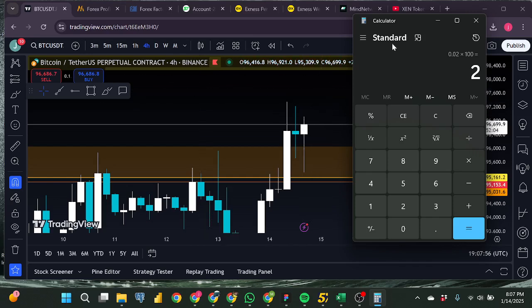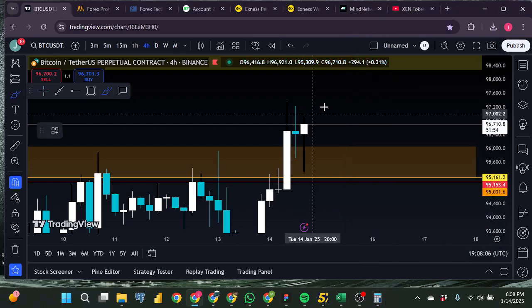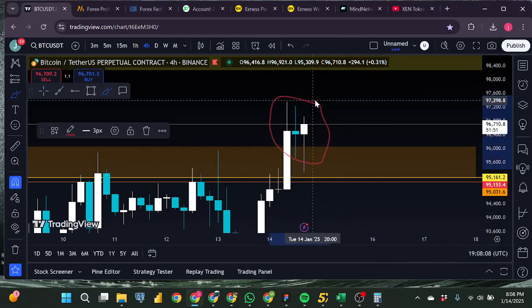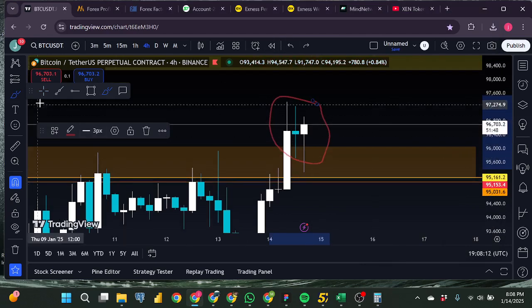So, back to what I was saying. If you have $100, 2% of $100 is just $2 we are allocating. We want to allocate $2 now to this trade. So how do we do that?